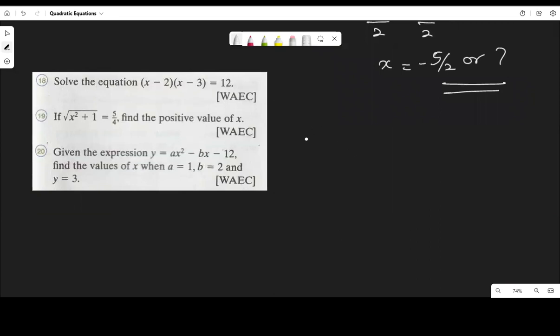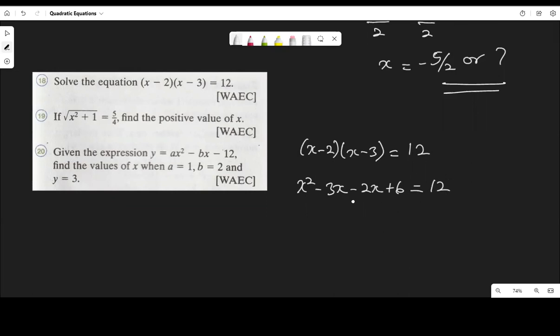The equation (s minus 2)(s minus 3) equal to 12. First of all, we need to expand this expression here. s times s is s squared. s times negative 3 is negative 3s. Negative 2 times s is negative 2s. Then negative times negative is positive, 2 times 3 is 6, equal to 12.